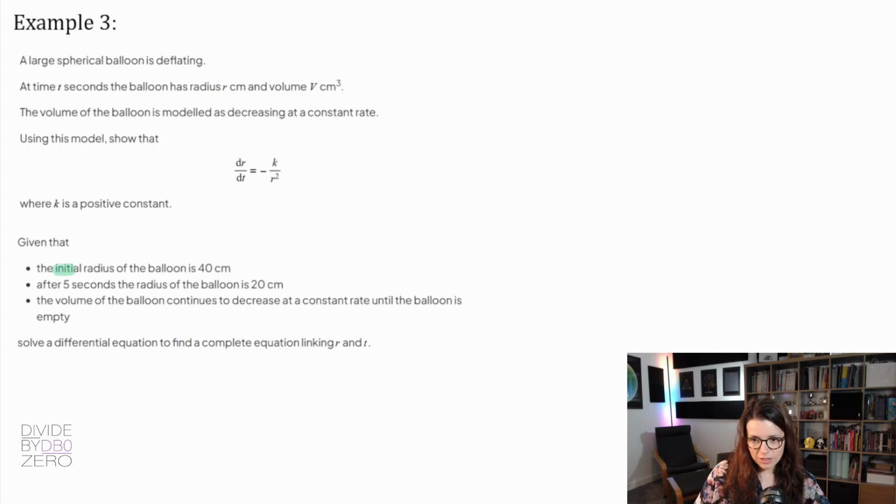Given that the initial radius of the balloon is 40 and after 5 seconds the radius is 20, the volume of the balloon continues to decrease at a constant rate until the balloon is empty. Solve a differential equation to find a complete equation linking r and t. So we've got that dr/dt equals minus k over r squared. If we then separate the variables, we're going to put the r's on the left, so that's r squared dr, integrate, and then I would keep the constant minus k on the right and just move the dt up, integrate. So that is separating the variables.